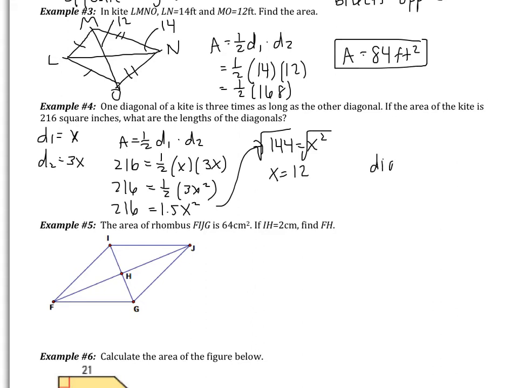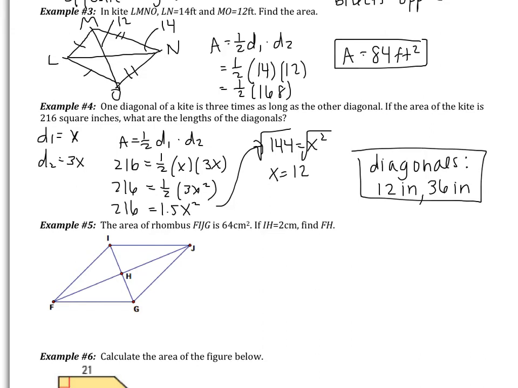So it says, what are the lengths of the diagonals? Well, one diagonal is 12 inches. That's the x. The other one is 3 times as long, 3x. So it's going to be 36 inches. So my diagonals are 12 and 36.